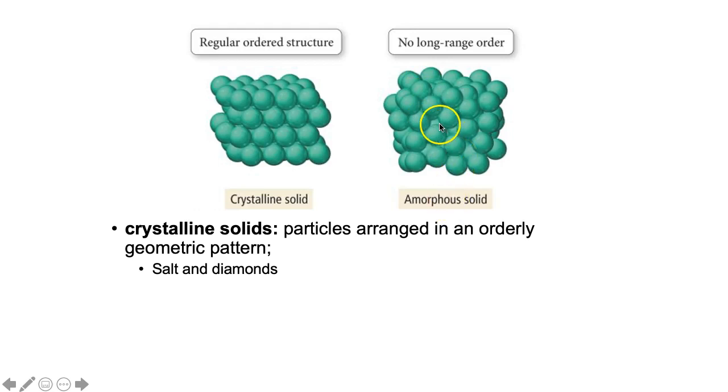One big difference is that a crystalline solid will have a well-defined melting point and boiling point, whereas an amorphous solid will not have a well-defined melting point. In fact, it melts over a range of temperatures.